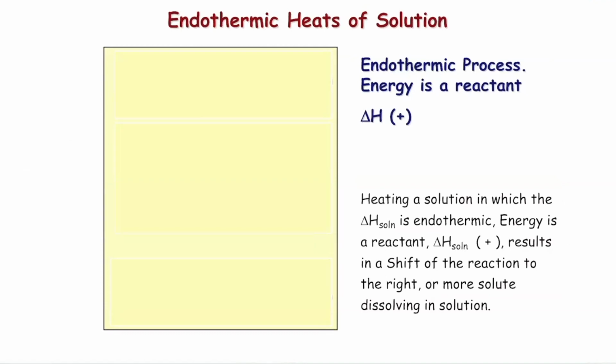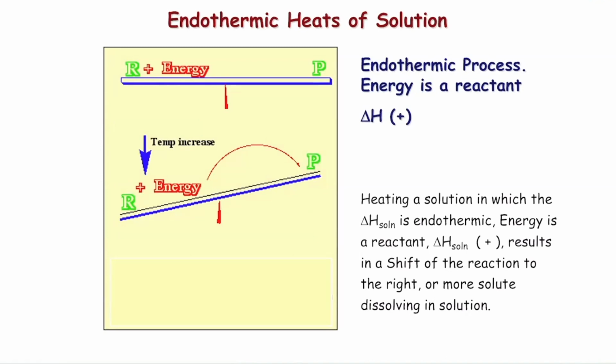For endothermic reactions, we have the same visual that I'm trying to introduce. Now for endothermic, energy is a reactant. And so when you increase the temperature, you're putting more stress on the reactant side. It's going to respond to that stress by converting that reactant to product. Okay, so that's a visual. But there is a math. That's the important thing. There is a math to this whole thing.